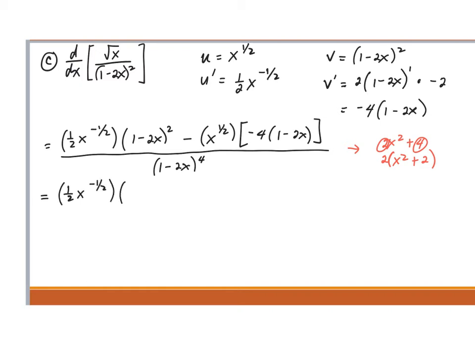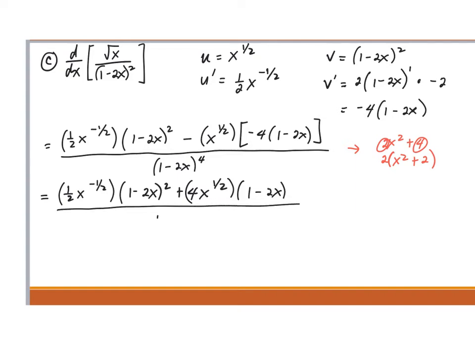You just need to get rid of that square bracket there in the second group. 1 minus 2x squared. Let's write the second group as plus 4x to the power of 1/2 times 1 minus 2x. And then keep everything as they are. 1 minus 2x to the power of 4.